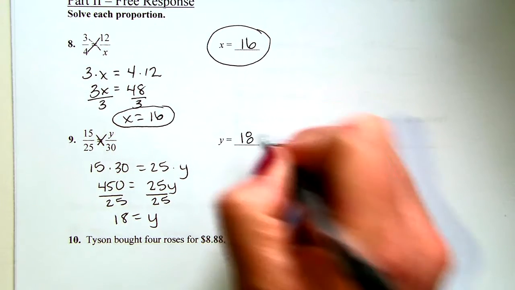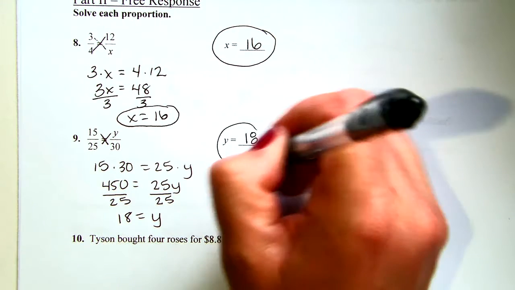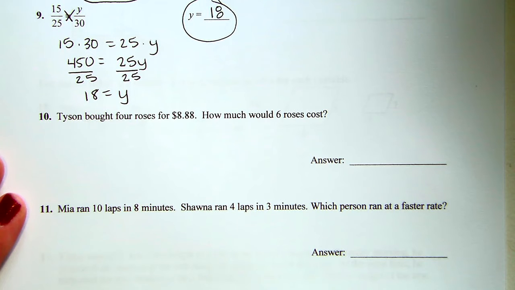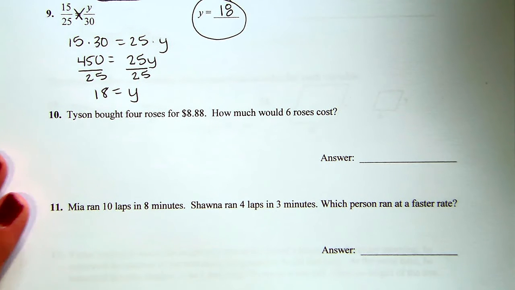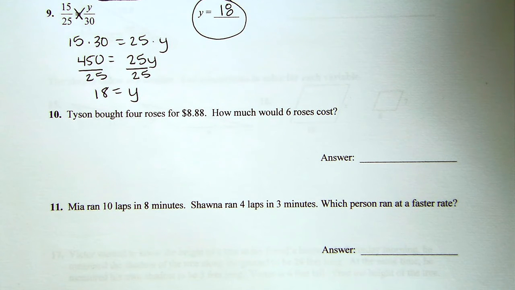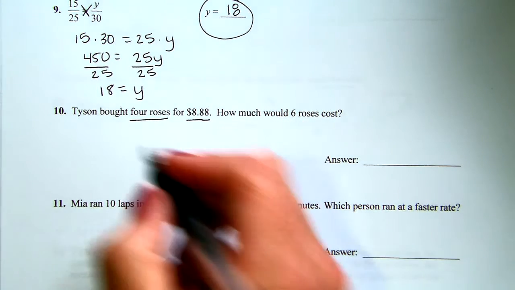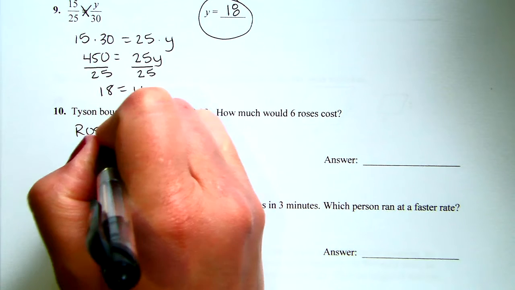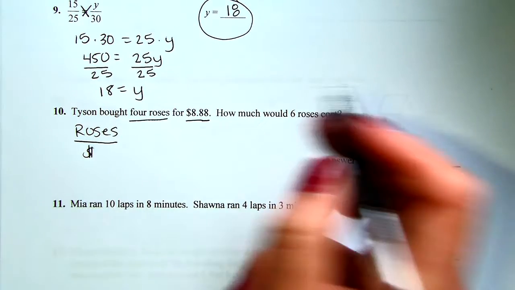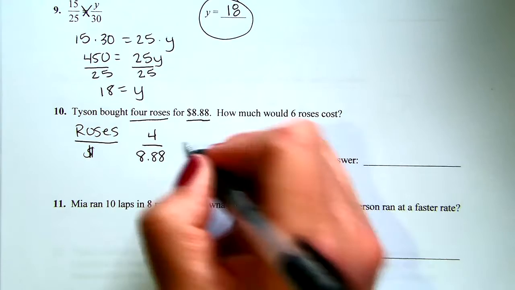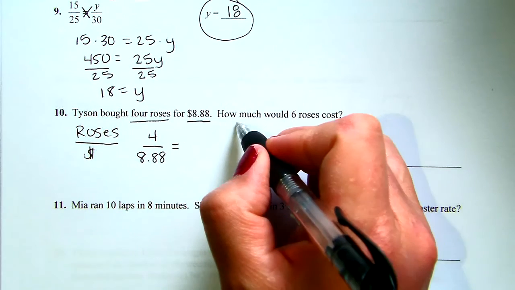All right, number 10. Tyson bought 4 roses for $8.88. How much would 6 roses cost? This is where we're going to have to create our proportion. So once again, Tyson bought 4 roses for $8.88. So I'm going to put roses over money. So Tyson's 4 roses for $8.88. And we want to know how much. If we're talking how much, that's going to mean money, so that's in the bottom. And the 6 roses would be up top.